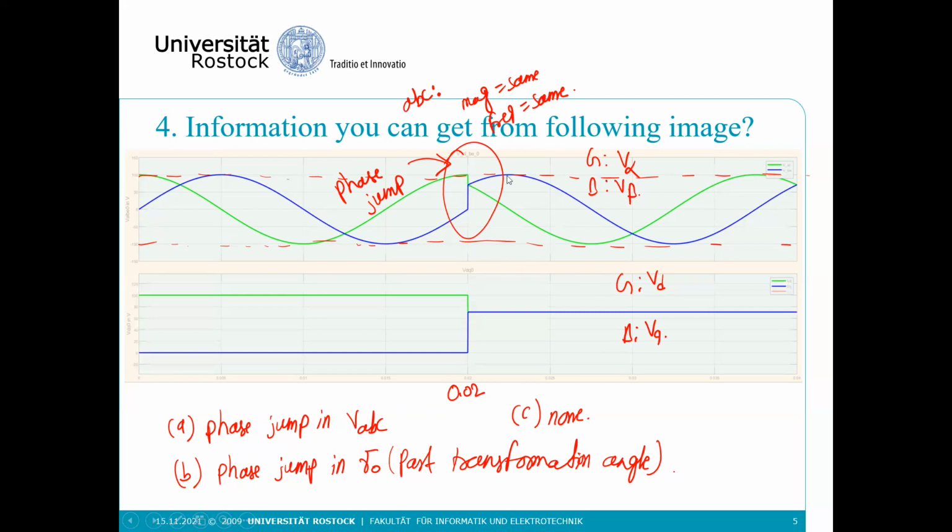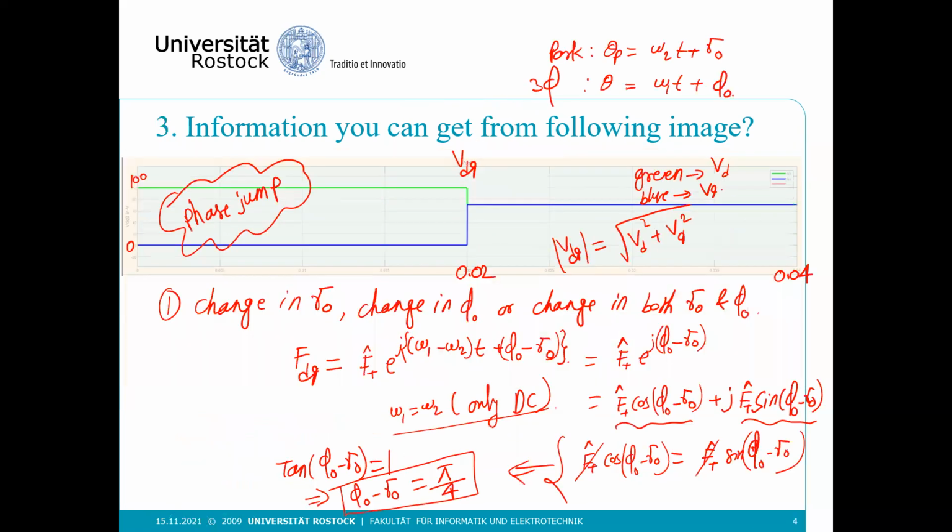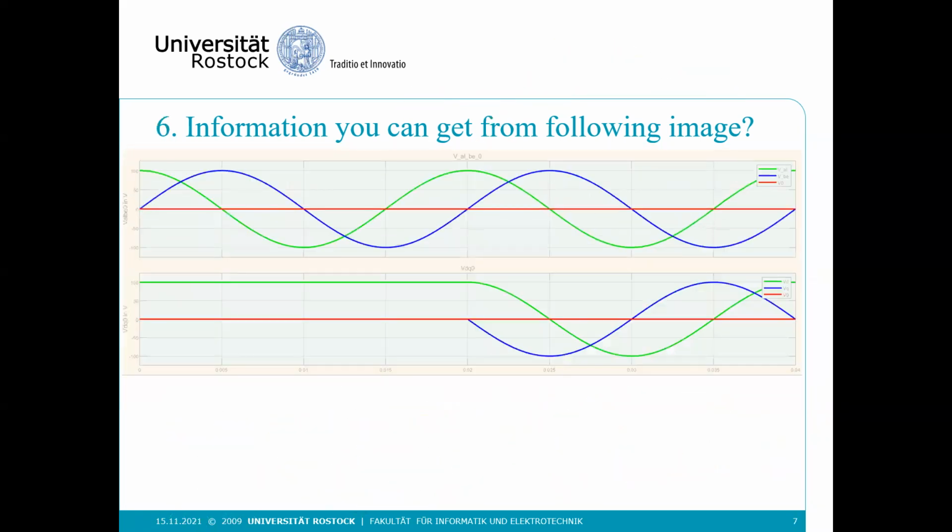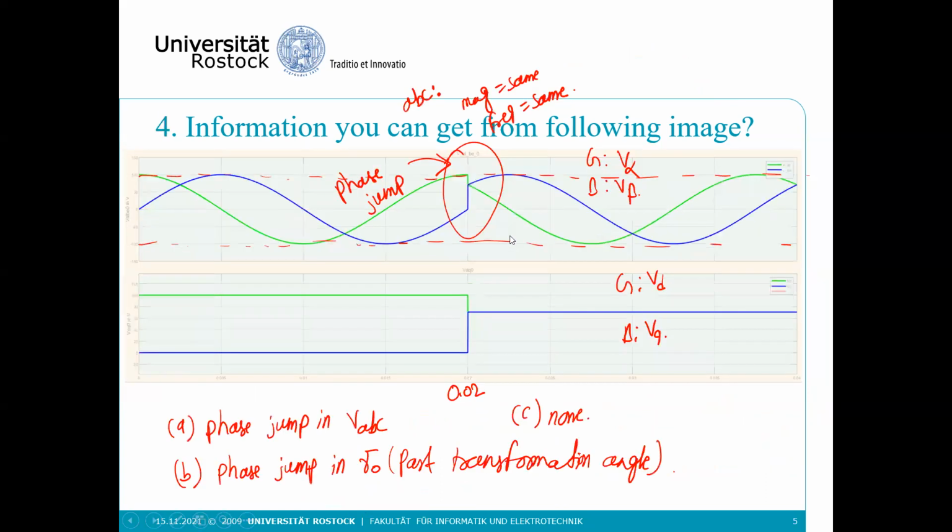If you see this not doing anything, if you just see the same thing continuing like this, then you can tell there is a phase jump in your Park transformation angle. I mean, if you see something like this, then you can be confident that there is no phase jump in ABC. So there should be a phase jump in the DQ frame, the Park transformation angle.